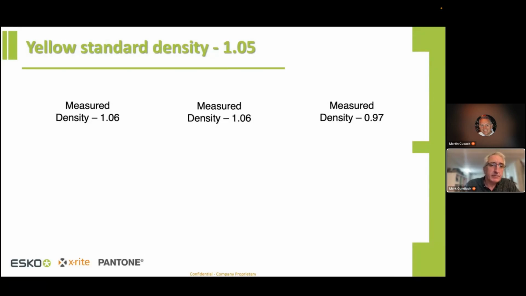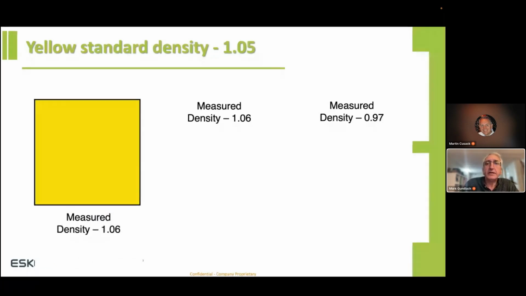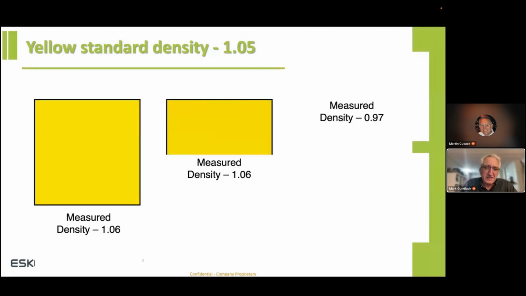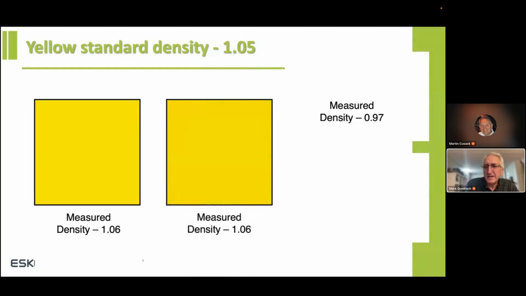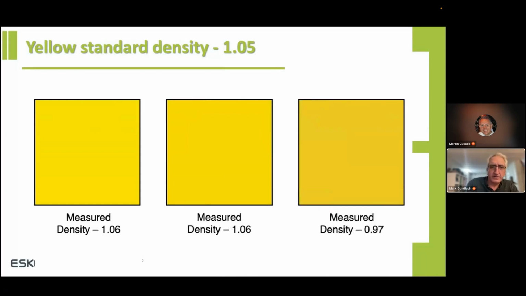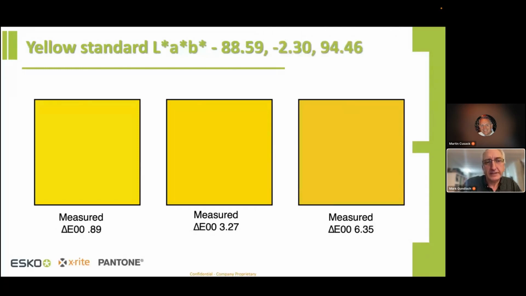We've got our first sample, measured 106. That should be pretty good, right? We'd take that all day long. If our target was 105 and we measured 106, all good, right? But our second sample here is also 106. It's kind of close looking, maybe. And a third one is 97. So I would guess that'd be a little bit lighter, but it doesn't look it. Kind of deceiving, right?